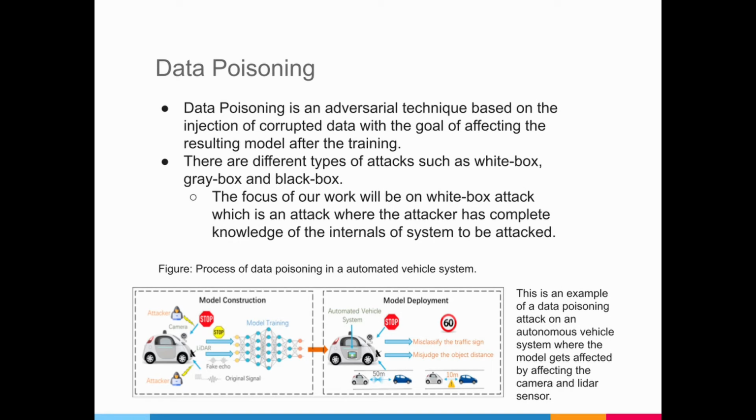Here in this figure, we can see an example of a data poisoning attack on an autonomous vehicle system, where the model gets affected by affecting the camera and LiDAR sensors.